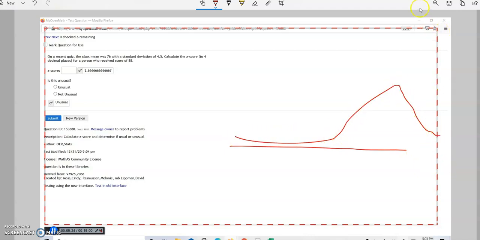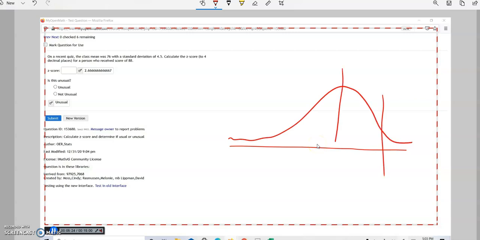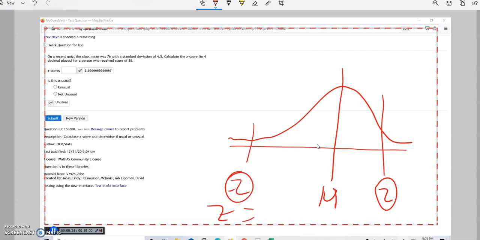Okay, I'm going to make it a little better than that. Just trying to use my mouse. So here's the mean. That's 2 standard deviations higher, and that's 2 standard deviations lower. So that's z equals -2 and z equals 2. If you get a z-score that's either higher than 2 or lower than -2, it's going to be considered unusual.